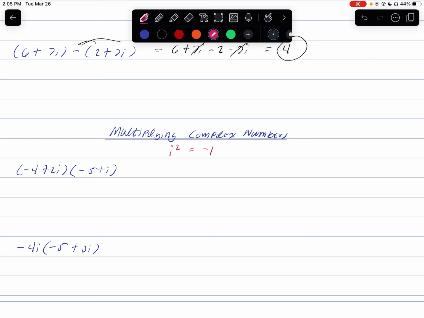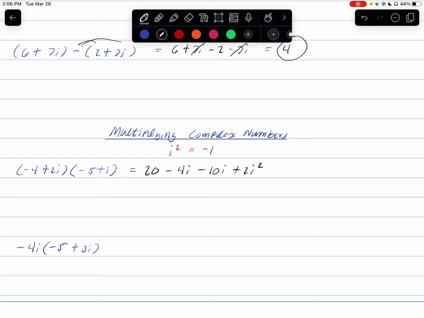So if we have -4 plus 2i times -5 plus 2i, let's just go ahead and FOIL this out like normal, and then we'll simplify it as much as we can. So start with our firsts. I have -4 times -5, that's positive 20. Then we have our outers, so -4 times i, that's minus 4i. Then we'll have 2i times -5, that's going to be minus 10i. And then we'll have 2i times i, that is going to be plus 2i squared.